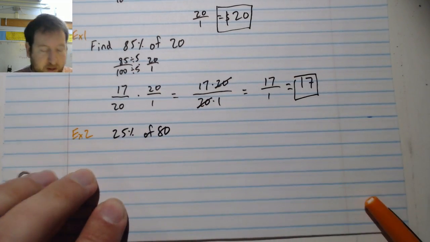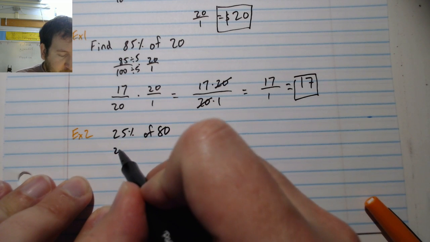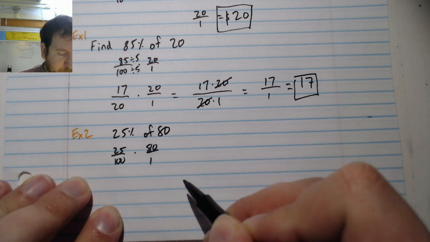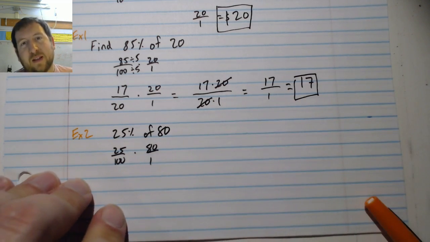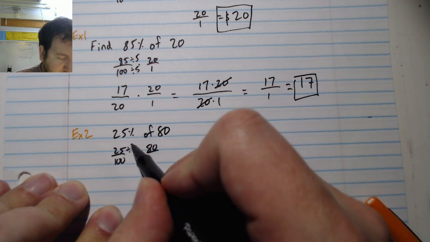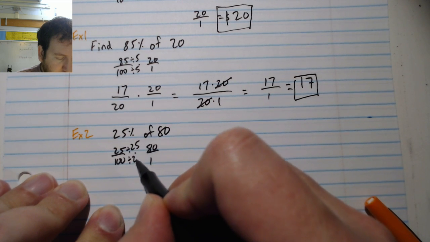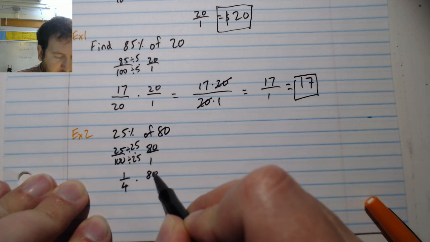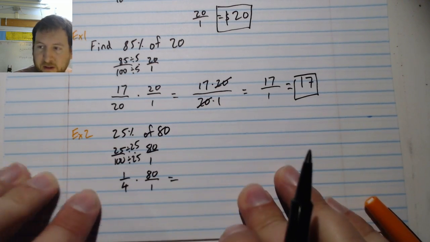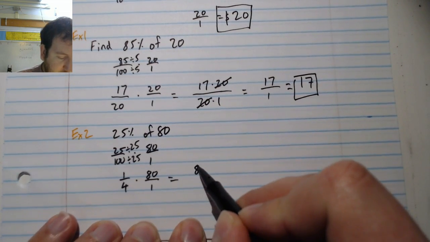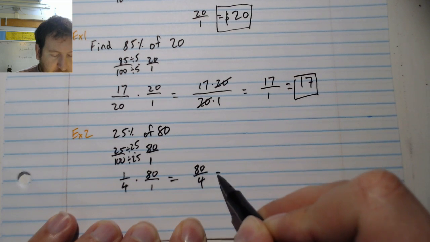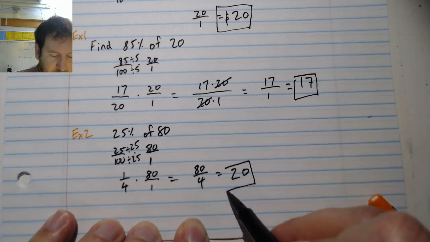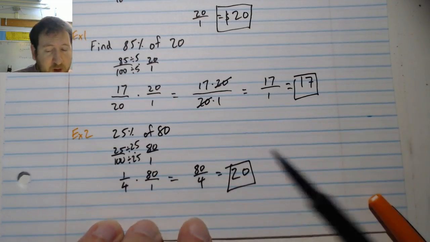All right, let's rewrite them like we would normally. 25 over 100 times 80 over 1. All right, 25 100ths, that's like quarters. I can divide both of these by 25. And that's going to give me 1/4 times 80 wholes, which is going to be very easy to simplify because I have 80 over 4. And 80 divided by 4 is going to give me 20. Not too bad, and I do want to see these steps.